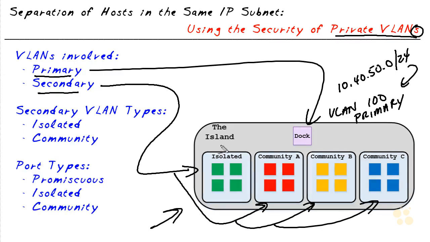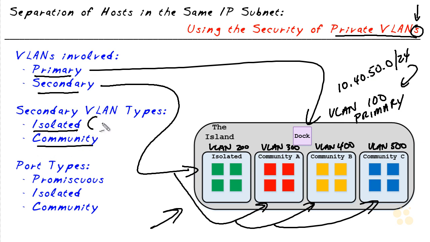So as an example, the isolated VLAN may be VLAN 200. And community A VLAN may be VLAN 300. And community B may be VLAN 400. And C might be VLAN 500. So you see when they talk about private VLANs, it's actually one primary VLAN and then one or more secondary VLANs associated with that primary. Now these secondary VLANs can be one of 2 types. So they can be isolated or a community VLAN.